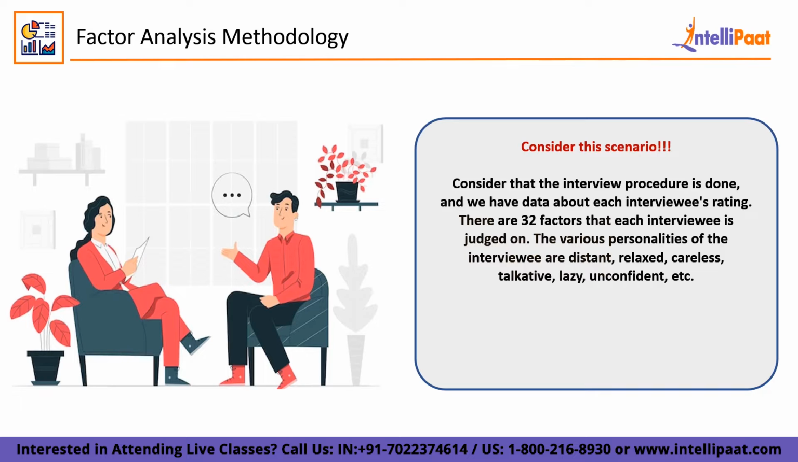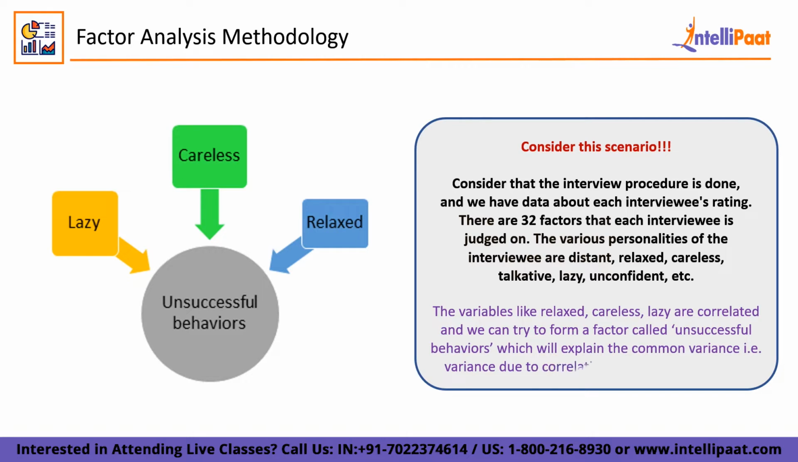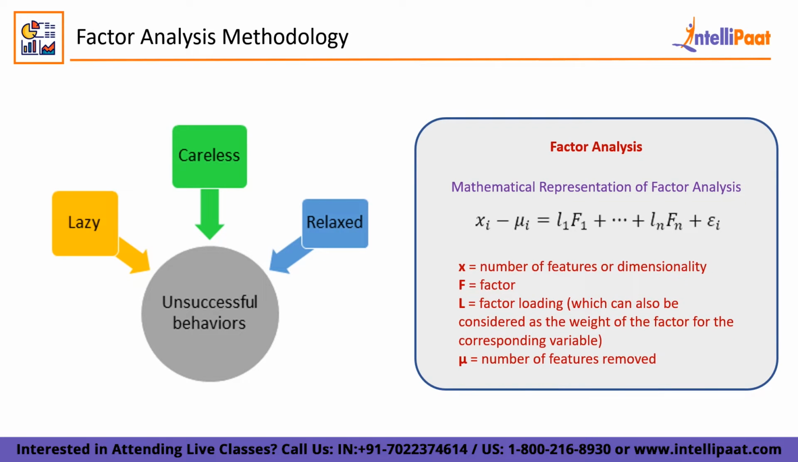We can see that relaxed, careless, and lazy features are correlated because these persons won't be successful. Since these variables are correlated, we can try to form a factor called unsuccessful behaviors, which will explain the common variance, that is, variance due to correlation among these features such as relaxed, careless, and lazy. Similar to this example, the correlated variables in your dataset can be merged together on the basis of common variance.